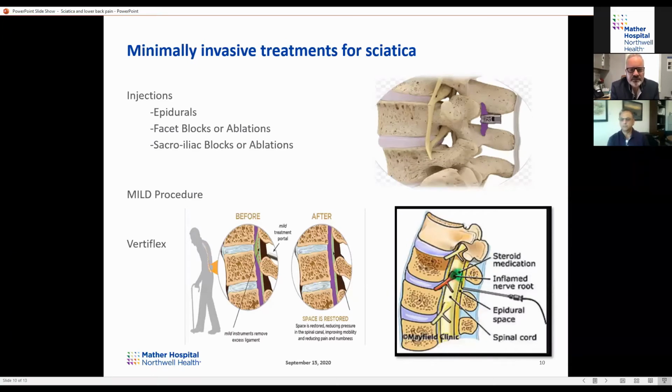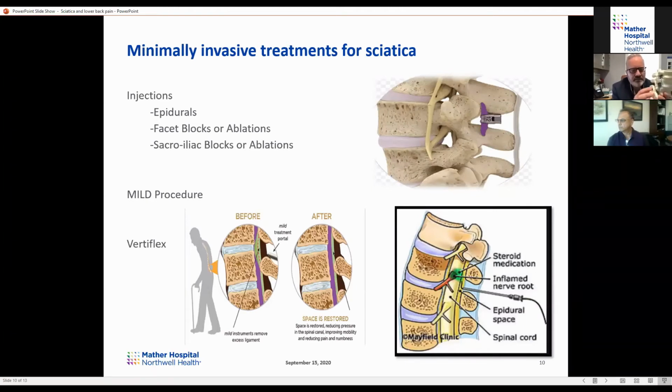Facet blocks or ablations are done for patients with facet arthropathy or facet pain. And you can see the facet joints, and there's one at each level up and down the spine on each side. We target the nerve that goes to that joint. If we numb up a nerve that goes to a painful joint and the pain goes away, we can assume that's where the pain is coming from. We will oftentimes do 2 of these diagnostic injections. We also throw a little steroid on the joint to get a little bit of a therapeutic effect.